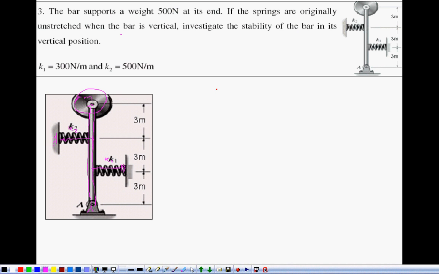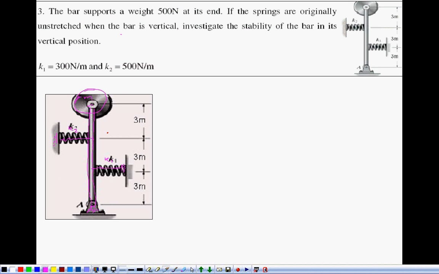Okay, the problem is about a bar supporting a particular weight as shown here, and there are two springs K1 and K2 which support the verticality of this bar. The task is to find out what kind of stability occurs for the vertical position of this particular mass.